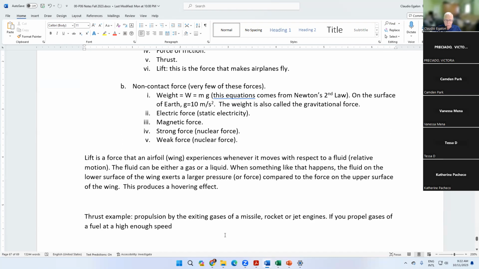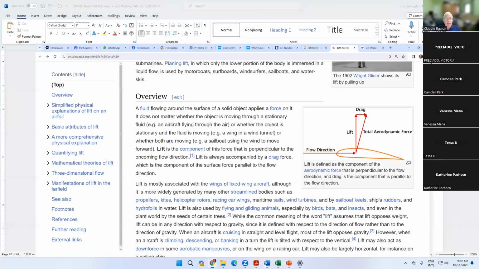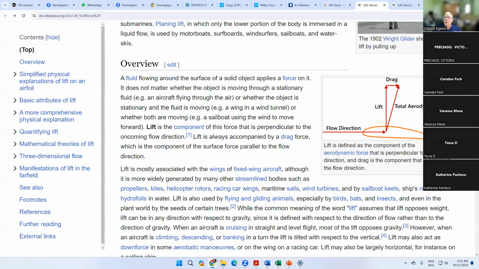If you propel the gas of a fuel at high speed, at a speed high enough, you produce a force that propels the object. And it doesn't have to be gases, it can be liquids too. Okay, let's take a look at an example.